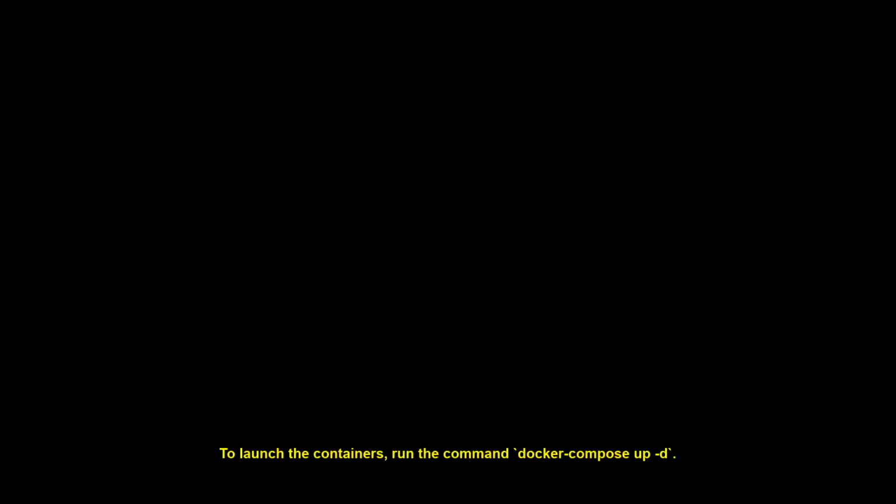To launch the containers, run the command docker-compose up -d. Check the status of your containers with docker-compose ps. Visit your VPS IP address in a web browser to complete the WordPress setup. Follow the on-screen instructions to set up your WordPress site.